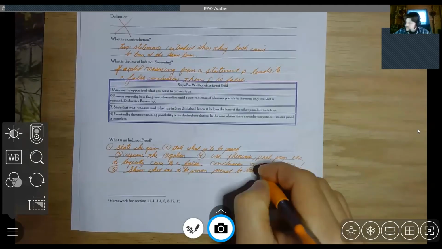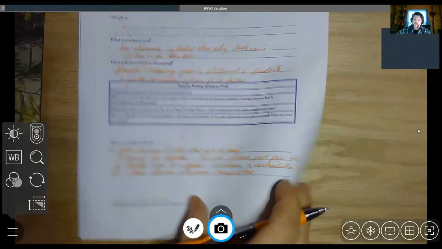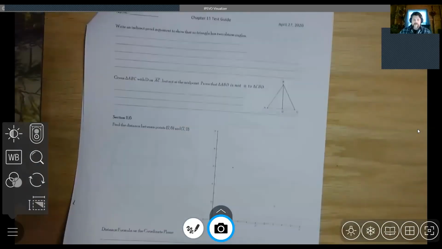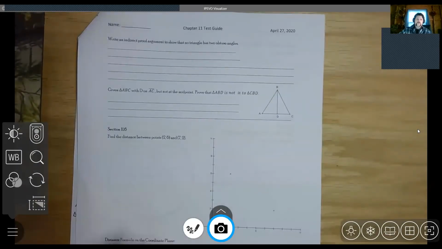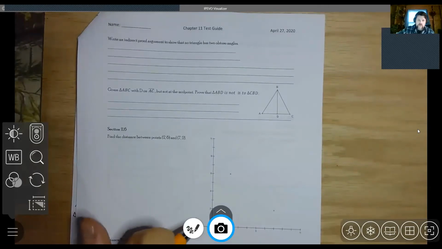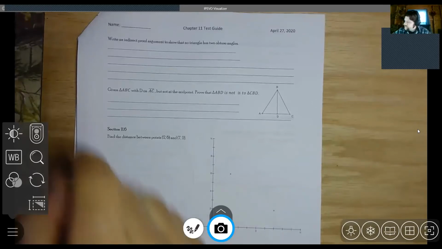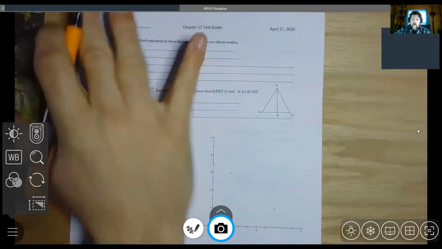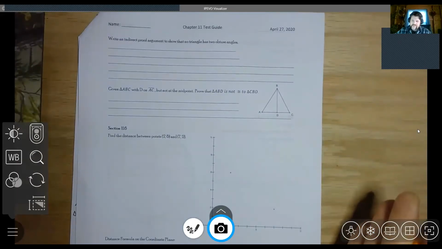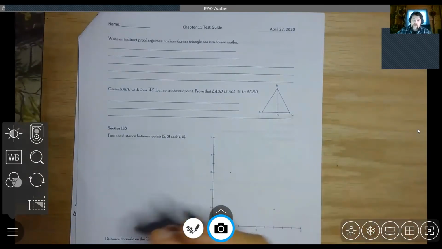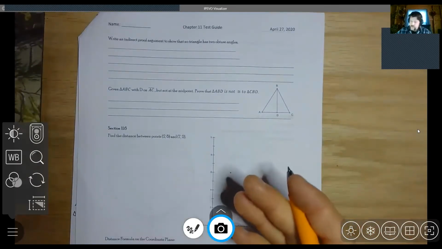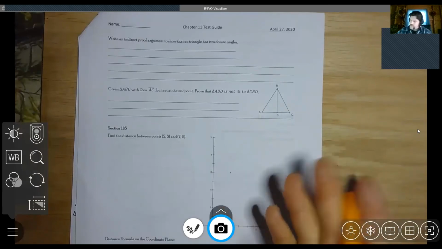So this is going to sound really complicated and messed up. So obviously we need to look at an example. Write an indirect proof argument to show that no triangle has two obtuse angles. All right. Hard to draw a picture because it doesn't exist. So we're going to show that via an indirect proof.